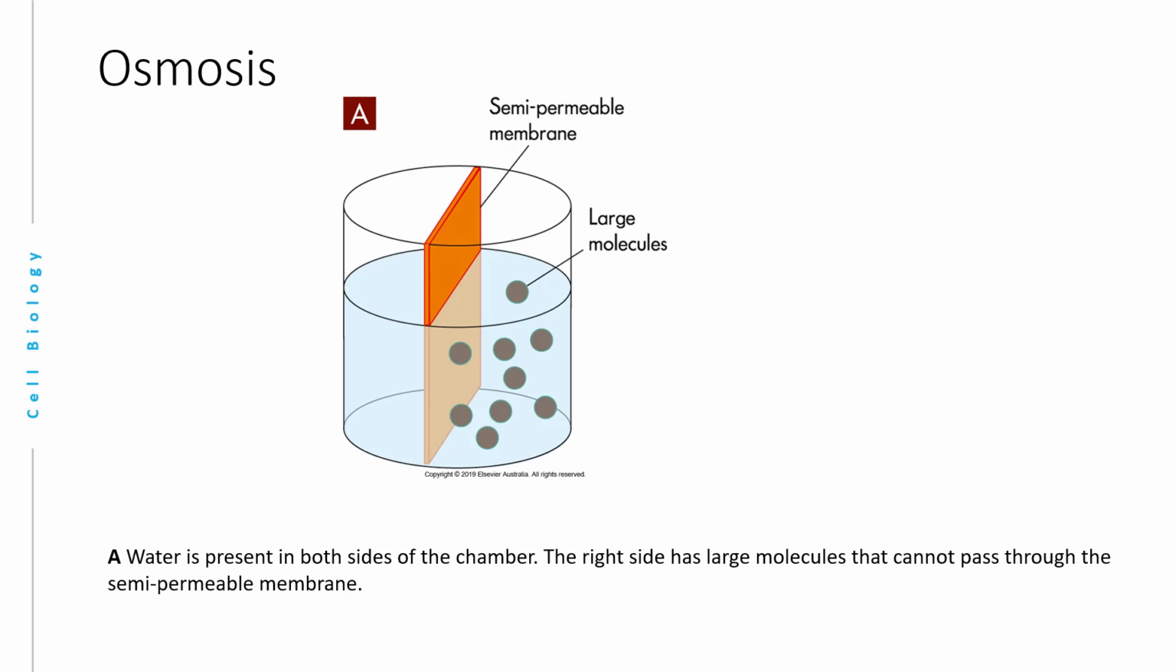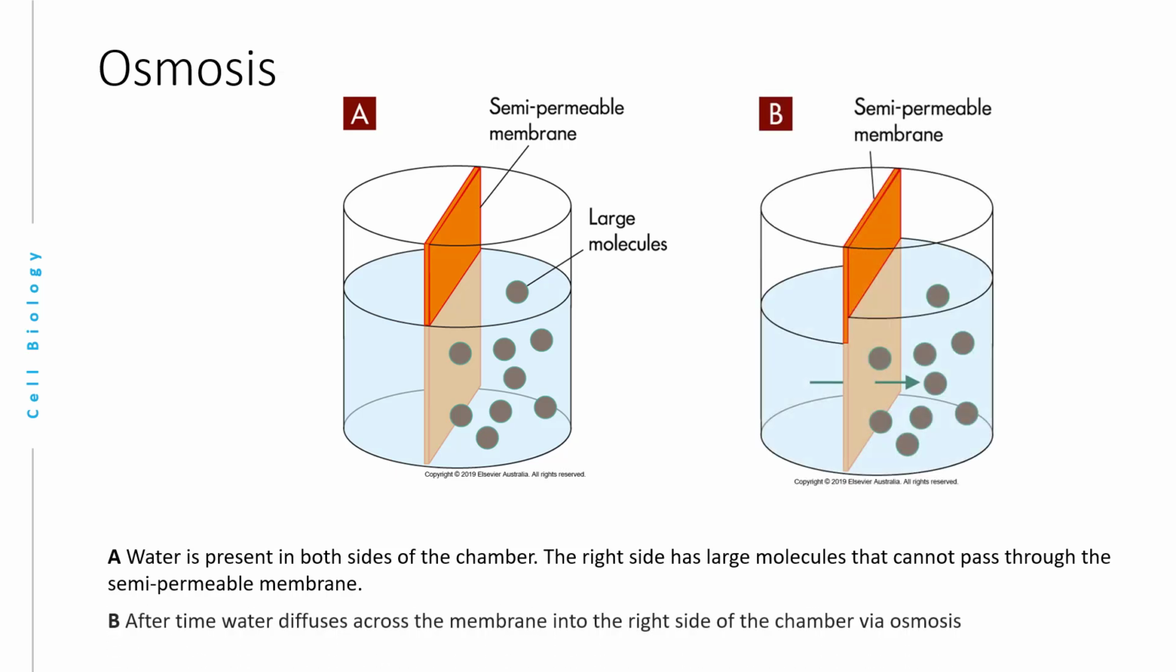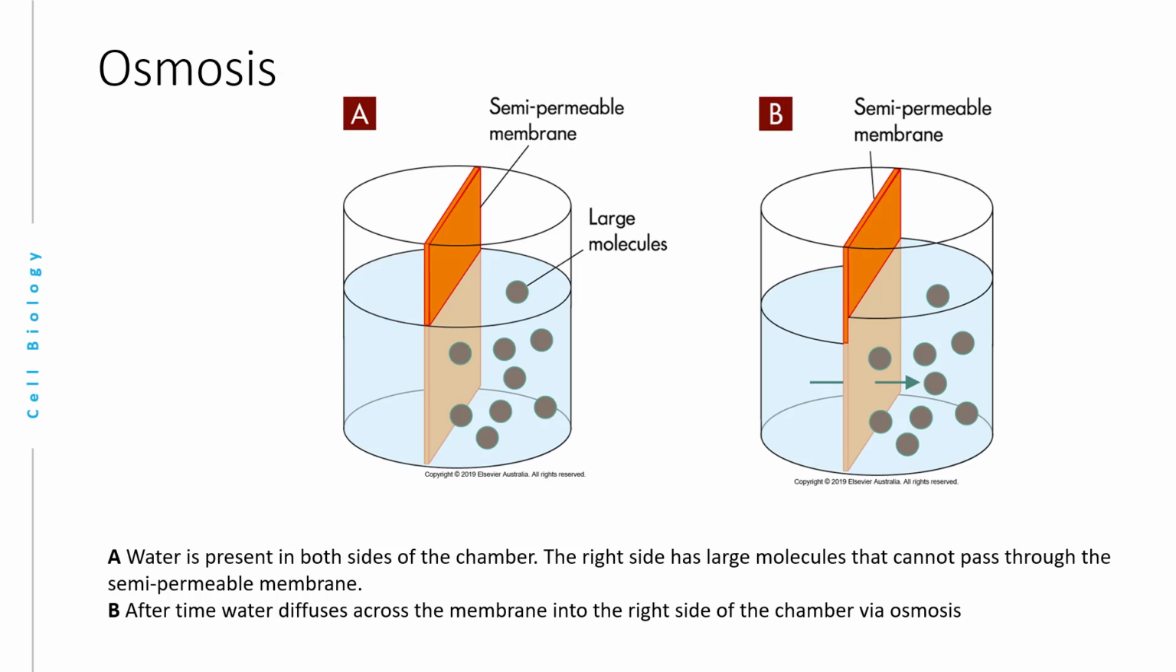What will happen now? This membrane allows water to pass through. Which way will the water move? The water will start moving to the side where you have higher solute concentration.